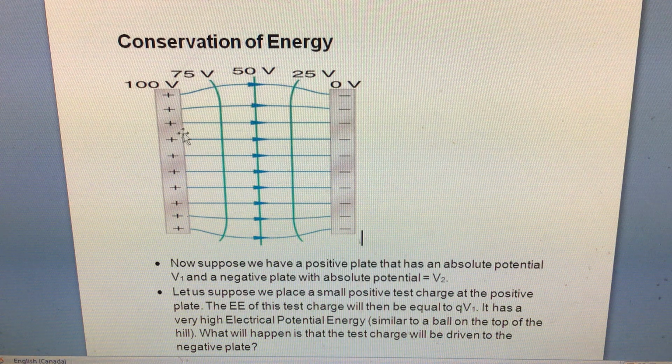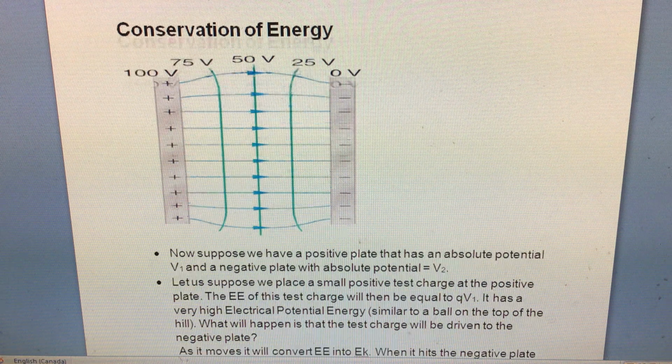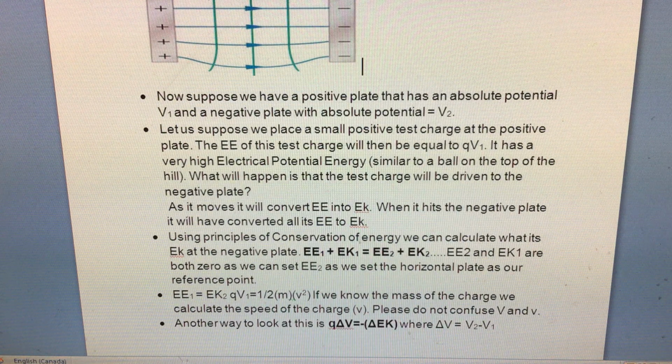As it moves, it converts that electric potential energy into kinetic energy. And that manifests itself in a change of speed. So that's what's happening. It moves, it converts the electric potential energy into kinetic energy. And then when it hits the negative plate, it will actually have converted all its electric potential energy to kinetic energy. So we can actually make use of conservation of energy to solve this problem.